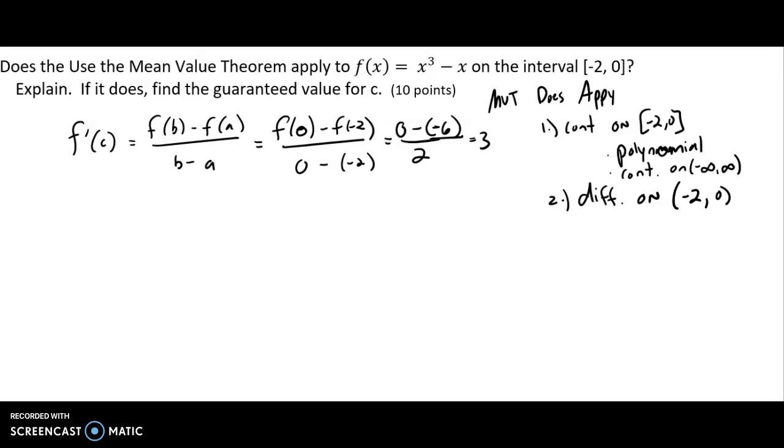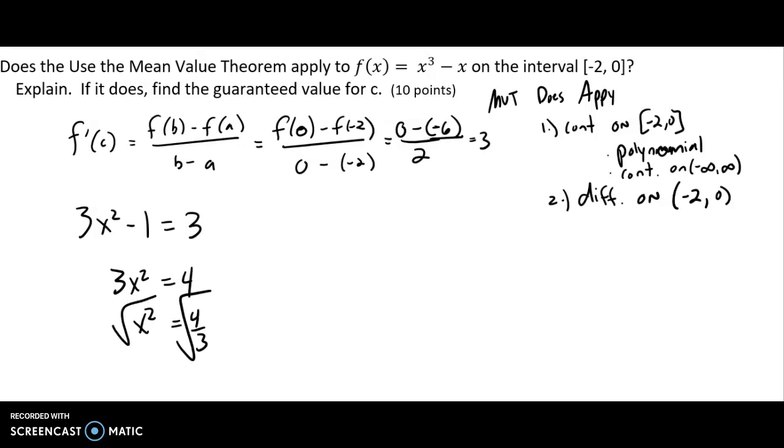The derivative is pretty straightforward. 3x squared minus 1 equals 3, right? One of the rare times we take the derivative and set it equal to something that's not 0. In this case, the slope of the secant line. And I can solve this equation: add 1 to both sides, divide by 3, and take the square root.